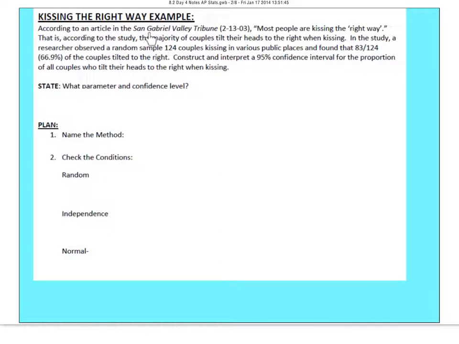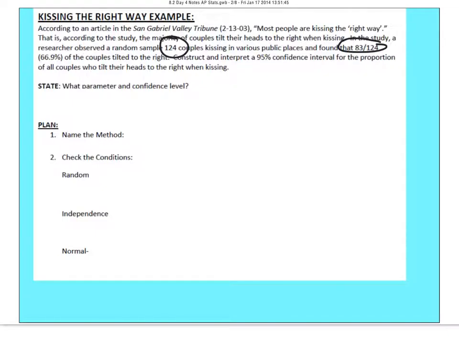According to the article in the San Gabriel Valley Tribune, most people are kissing the right way. That is, according to the study, the majority of couples tilt their heads to the right when kissing. In a study, researchers observed a random sample of 124 kissing couples in various public places, and they found that 83 of 124 kissed the right way and tilt to the right. They want us to construct a 95% confidence interval for the proportion of those that tilt their head and kiss the right way.